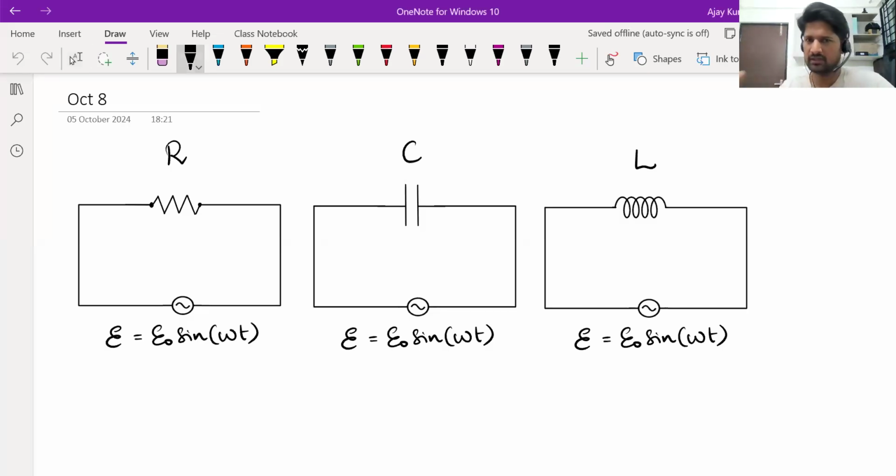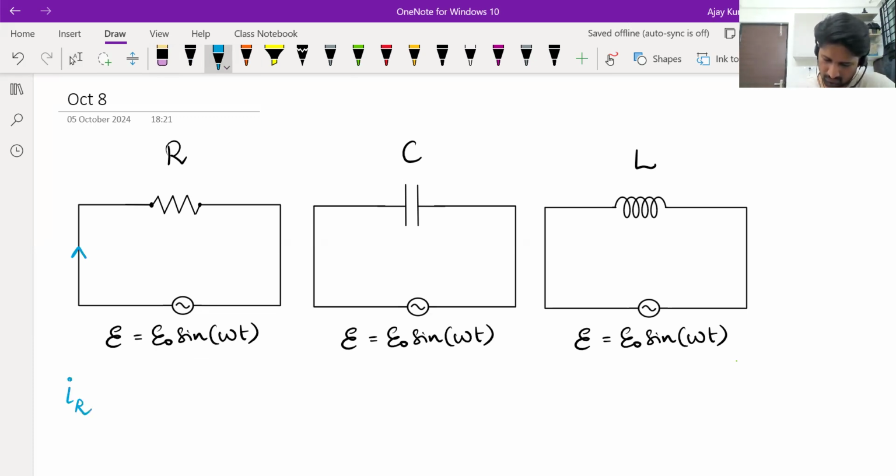So here you are given three different circuits. One with an alternating voltage applied across a resistor, next applied across a capacitor, next applied across an inductor. Suppose the EMF equation is the same in all cases. Okay, the equation of alternating EMF is the same. Can you quickly tell me how much will be the current in the resistor?